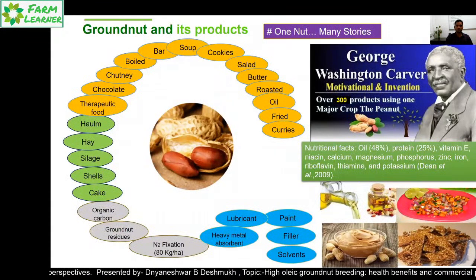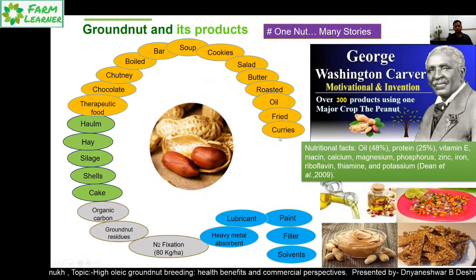So groundnut is also called one nut, as it is one nut with many stories to tell. One of the stories is George Washington Carver, whom I admire a lot for his motivational and inventive discovery, in which he deciphered as many as 300 different products of the groundnut.